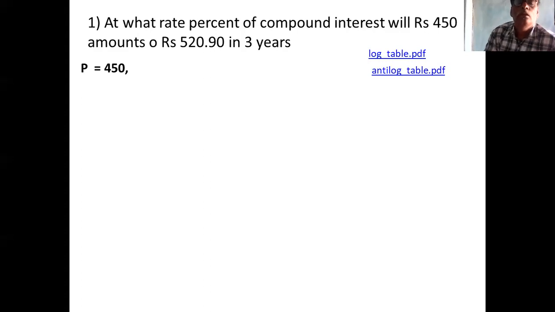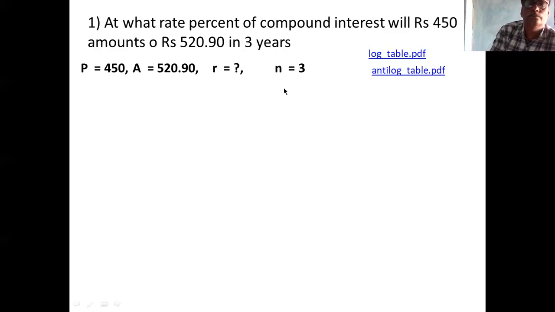So, in 3 years, 450 should become 520.90. Therefore, principal is 450, and the amount is 520 rupees 90 paisa. R is not given in the problem; they ask us to calculate the rate of interest. N is 3 years. Taking these factors into consideration, you apply the equation.